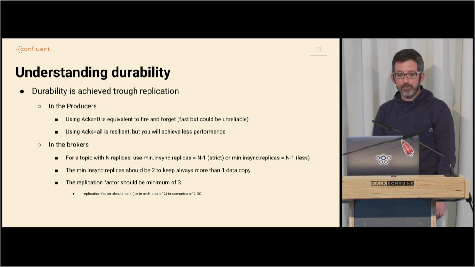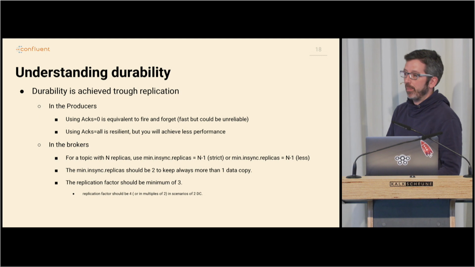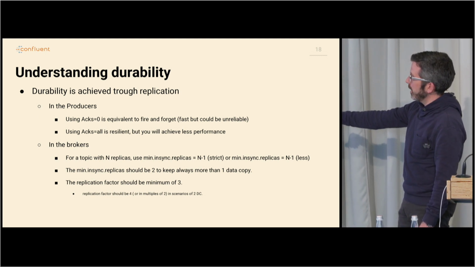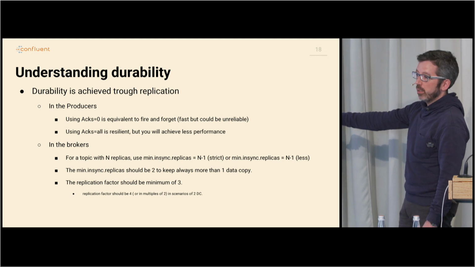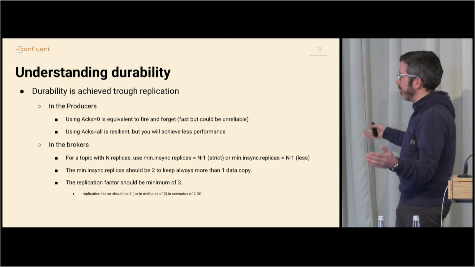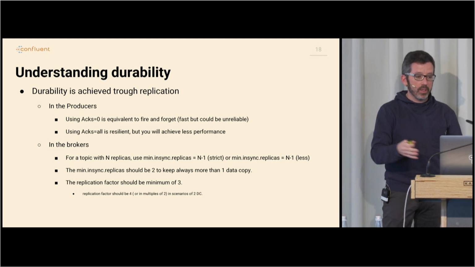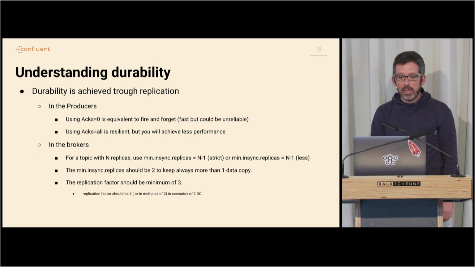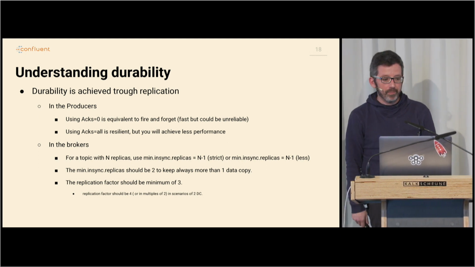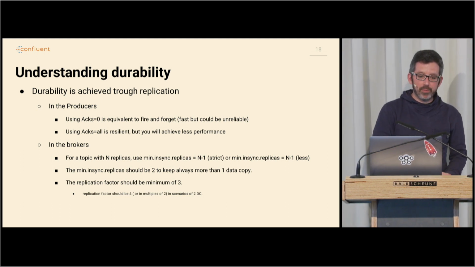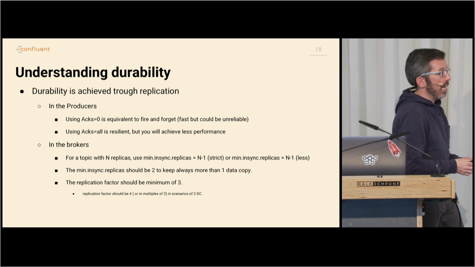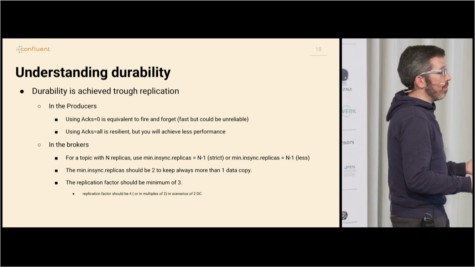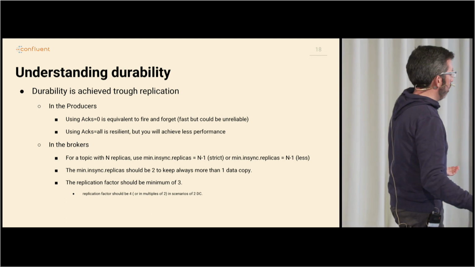please think how you set min in sync replicas. Okay? The min in sync replicas should always be n-1. Okay? So it can always be n, but at the minimum should be n-1. If you have 3 brokers, have 2. If you have 4, have 3. You can have more, obviously, but you need copies of the data. For the replication factor, something reasonable should be at least 3, because you get 3 copies of your data.